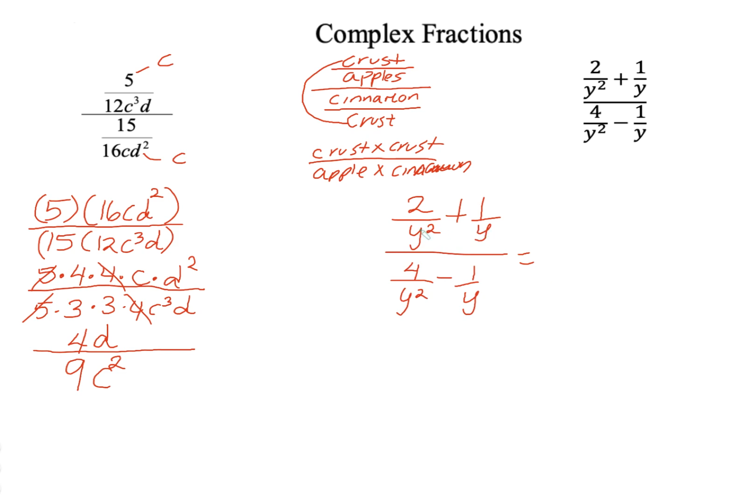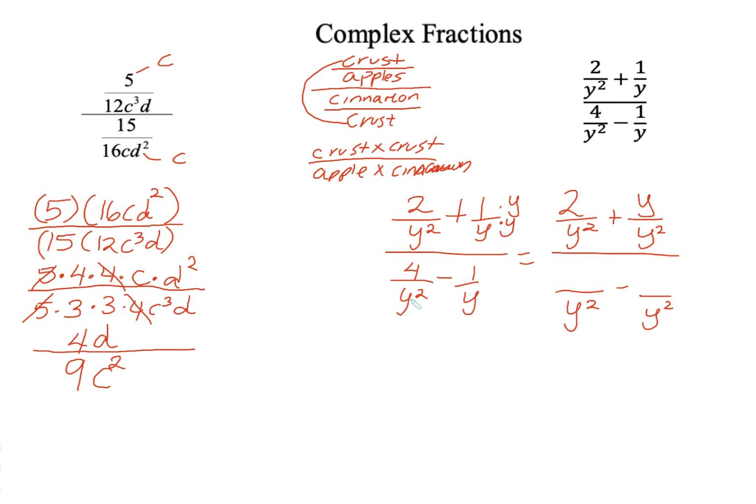The LCD here, because they're all variables, will be just the variable with the greatest exponent. So y squared. And over here, y squared. Now this already has a y squared, so we're going to keep the numerator 2. Over here, this is a y. I need to make it a y squared, so I would have to multiply by y here and here. 1 times y is y. Down here, we have the same y squared and y, so guess what? Your LCD is y squared.